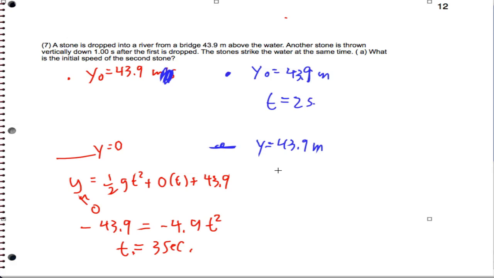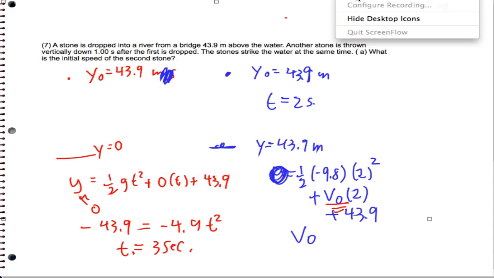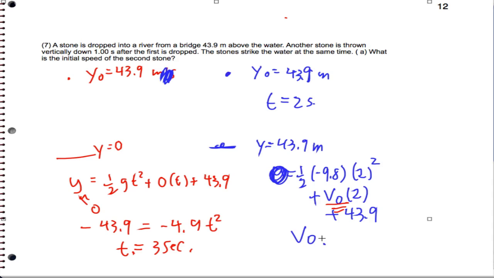Now I'm going to set up the equation for stone 2. I get y equals 1/2 times negative 9.8 times 2 seconds squared, plus v naught of the second stone, which I don't know, times 2, plus 43.9. And this is 0. Now I can rearrange all this math. This is the only unknown, so I'll solve that. It is, in fact, negative 12.15 meters per second. Negative because it's going downwards.